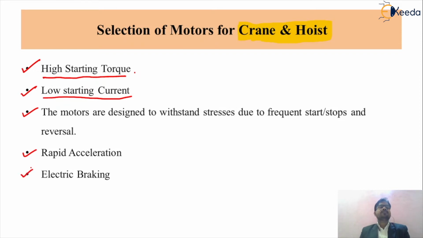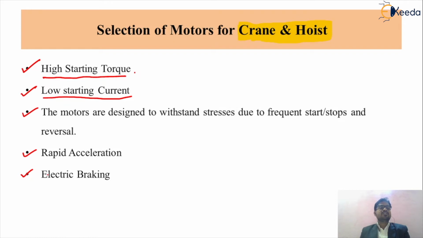Then obviously, while selecting a motor, it should possess good electrical braking characteristics, because as we know, a lot of energy is wasted in electric braking. So if we use different types of motors with different types of braking, energy saving will be achieved.